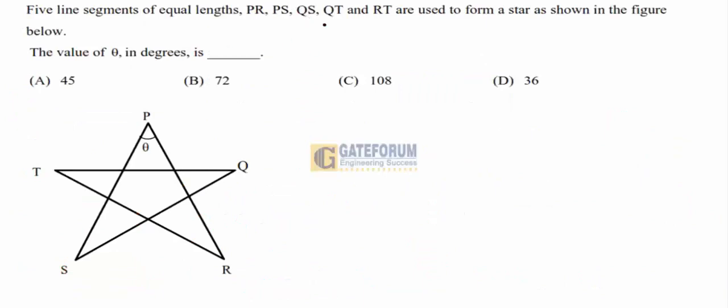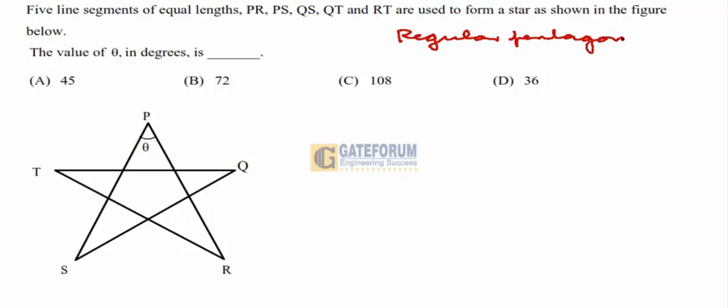5 line segments of equal length PR, QS, ES, QS, QT and RT are used to form a star as shown in the figure below. Great. They have asked you to find the value of theta in degrees. The first thing that we should make out is that if these lengths are equal, then the star that is going to be formed will have this internal pentagon as a regular pentagon. The pentagon is bound to be a regular pentagon.